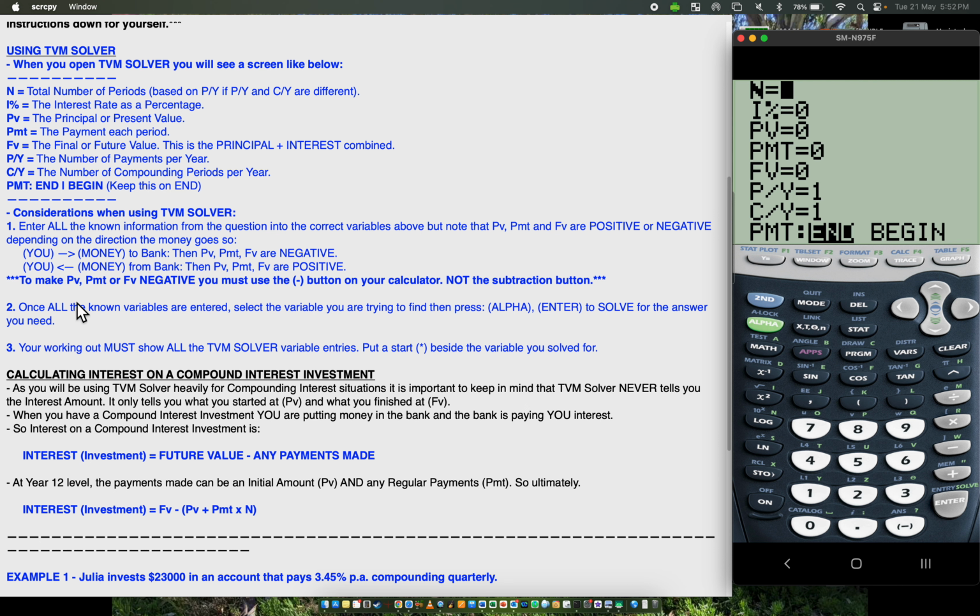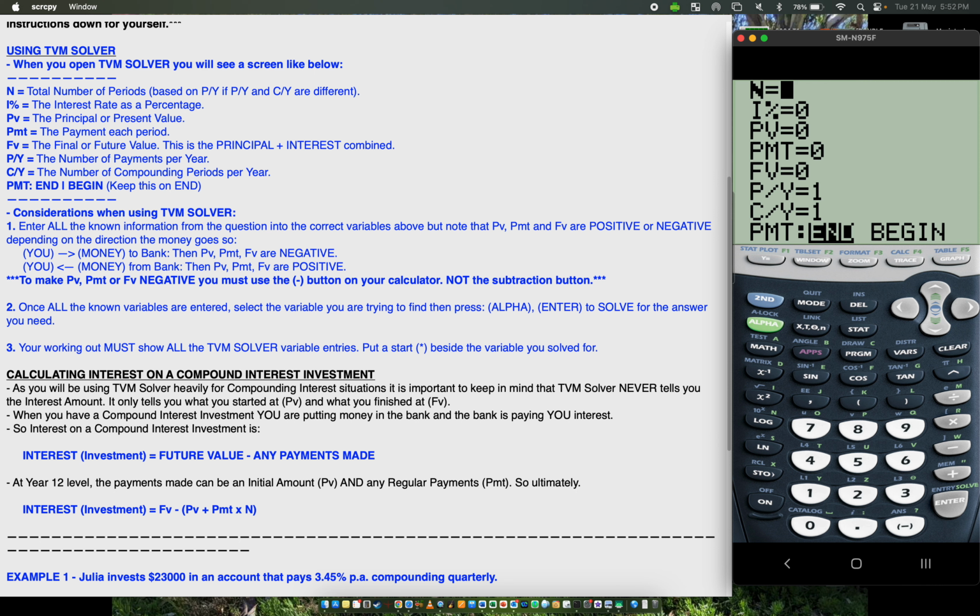Always imagine yourself. So if the money is moving away from you into the bank, then PV, PMT, and FV are negative. Even though it's your money, because it's going from you to the bank to undergo compound interest, it's going to be negative. Now, if you're getting the money from the bank, then PV, PMT, and FV are positive. You need to keep those in mind. They actually matter for your calculations.